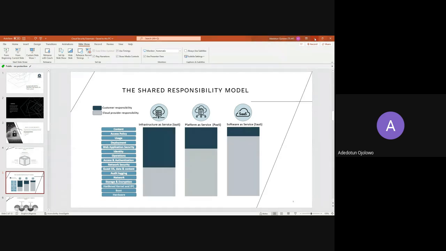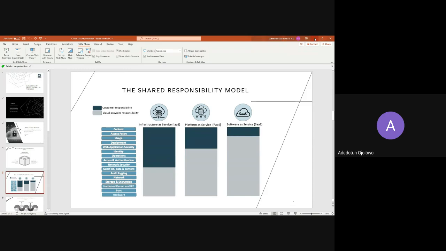Especially when you are using infrastructure as a service, you have to ensure your VPCs are correctly configured. You have to ensure that security groups and access control are correctly configured. Access and authentication is also your responsibility. You have to determine who has access into your cloud environment, into your infrastructure as a service environment. Operations is also your responsibility. Maintaining identity is also a responsibility.